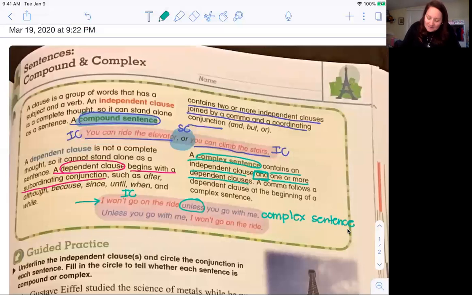Okay, let's look at the second one. The second one says, unless you go with me, comma, I won't go on the ride. Okay, let's look at the first part. All they did was switch those two parts. Unless you go with me. Is that a dependent clause or an independent clause? It's dependent because of this subordinating conjunction, unless. So this is a dependent clause, then they have a comma, then they have the independent clause. Remember, complex sentences, they're all kinds of crazy. They have a dependent clause, they have an independent clause, and they're joined together. Okay, that's a complex sentence. Compound, you have an independent clause joined with another independent clause with a comma and a conjunction of and, but, or.